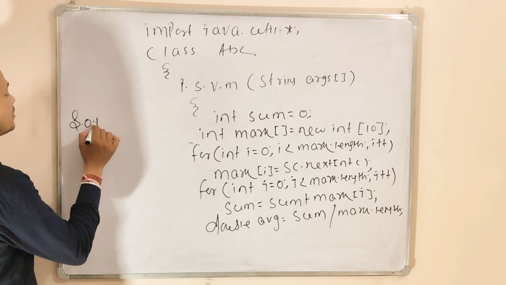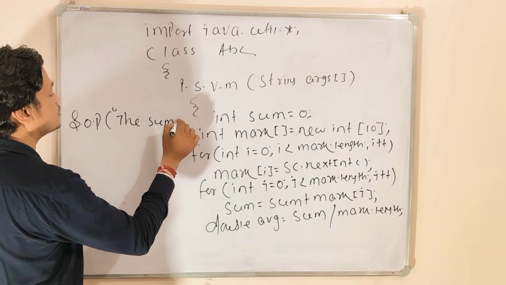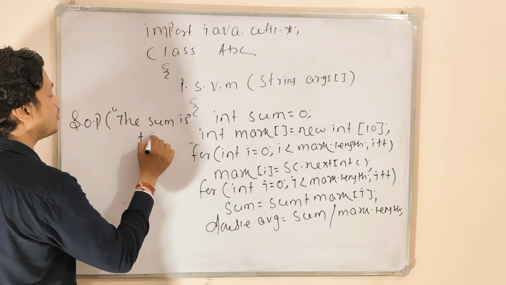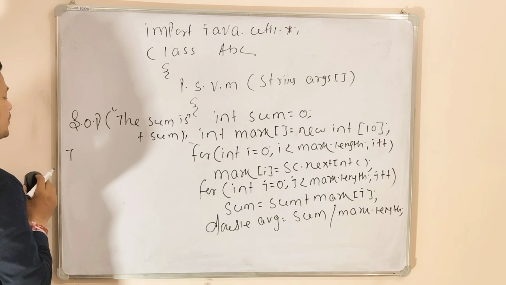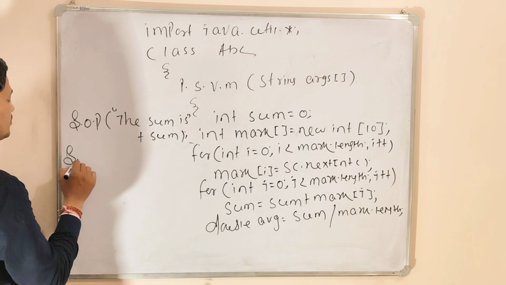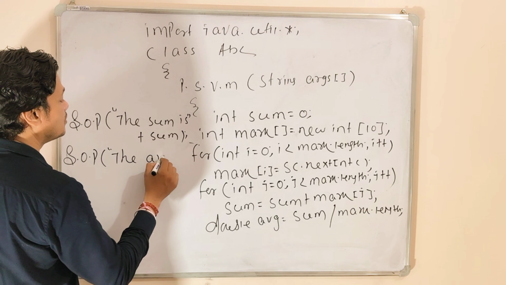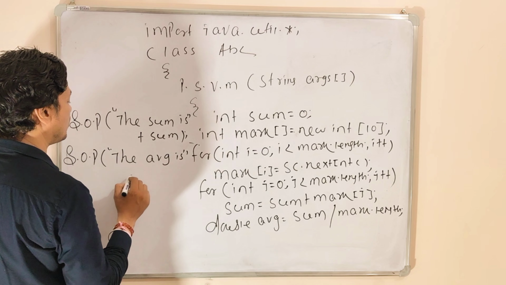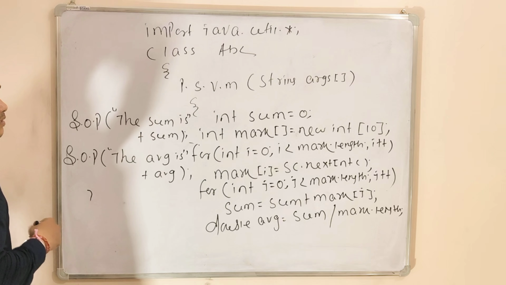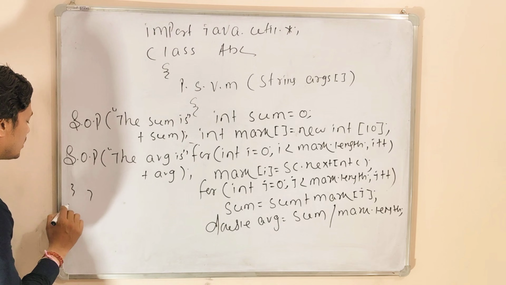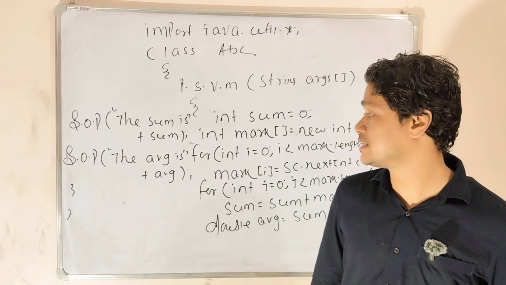So print: the sum is plus sum, and SOP print what? The average is plus average. Got it? Now close this curly brace. This program is completed. Was it easy or difficult?